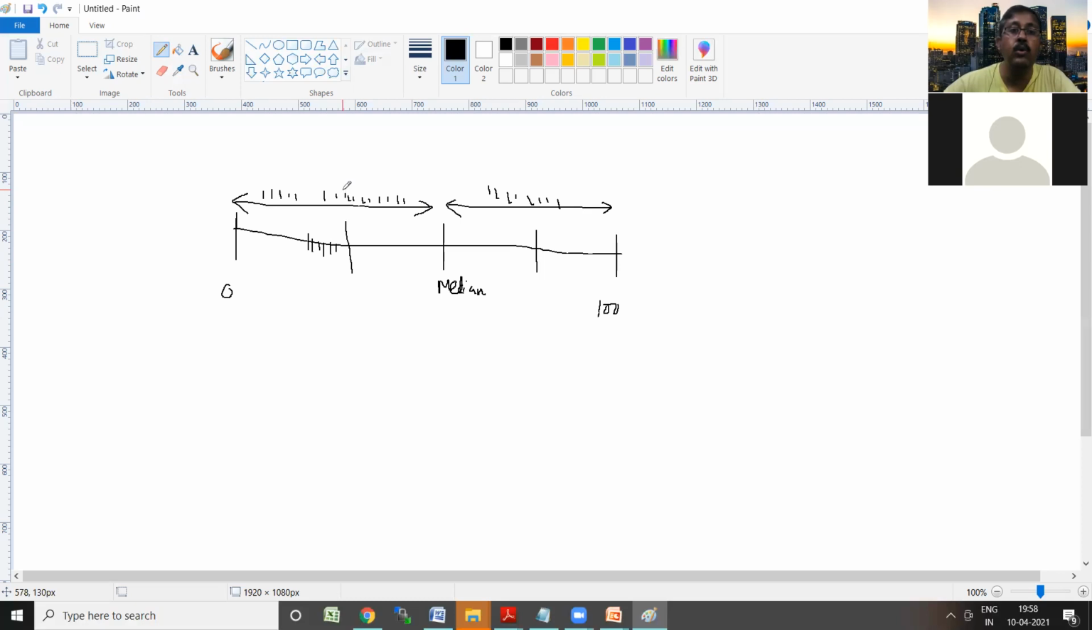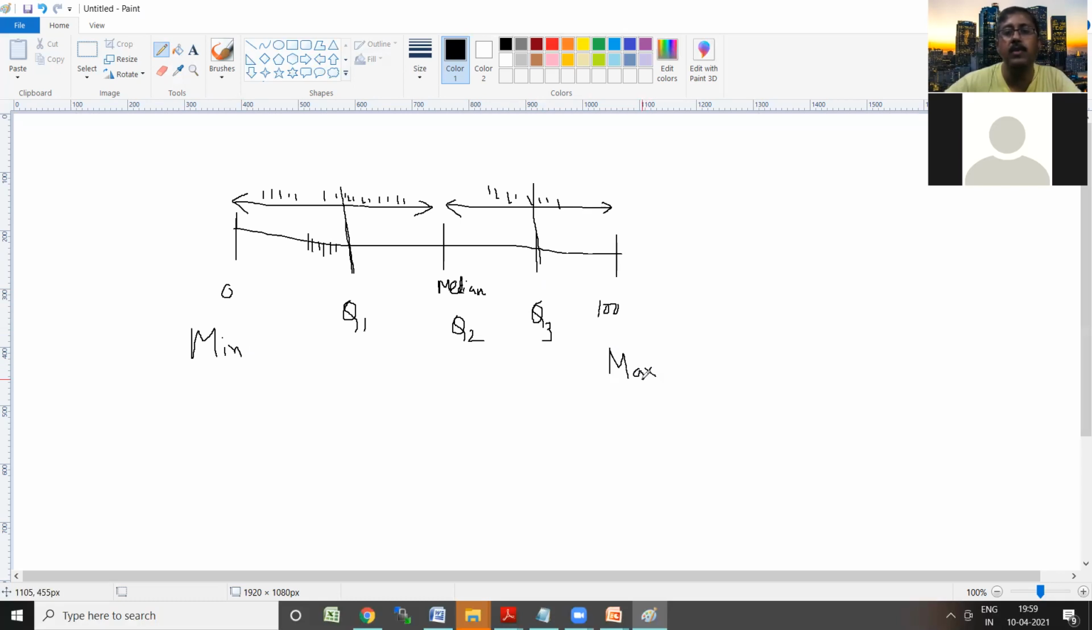But if we want to do a much more fine-grained analysis, instead of dividing it into two portions, we can divide it into four portions. And each of these portions we call a quartile. So the first portion is the first quartile. Then the median comes, which is the second quartile or Q2. Then we have the third quartile, which is Q3. And then the minimum value, which is the lowest value. Then we have the first quartile, second quartile or the median, third quartile, and the maximum value, right?